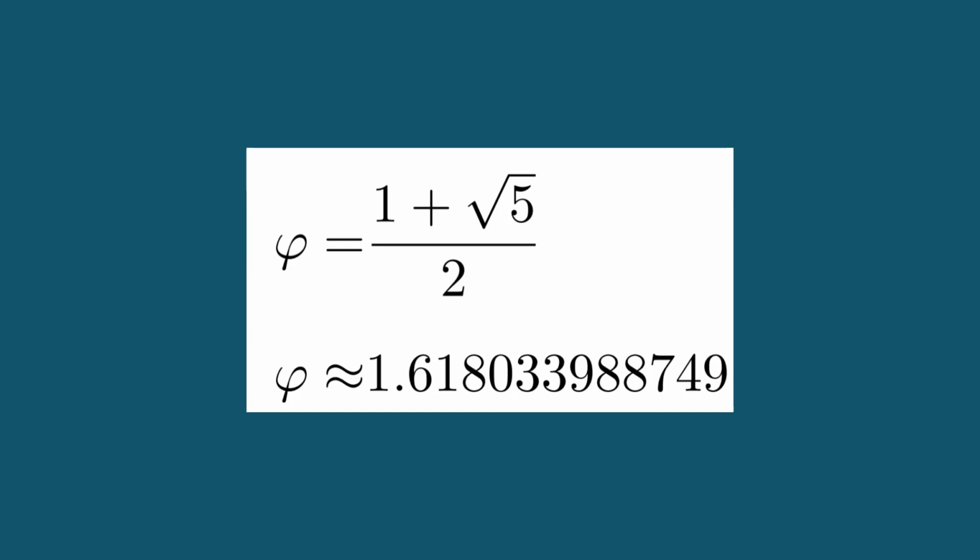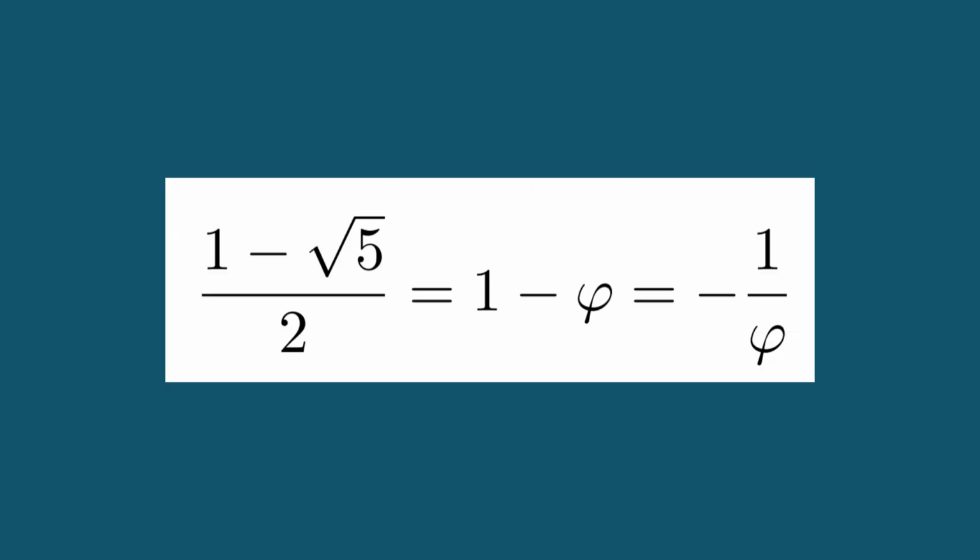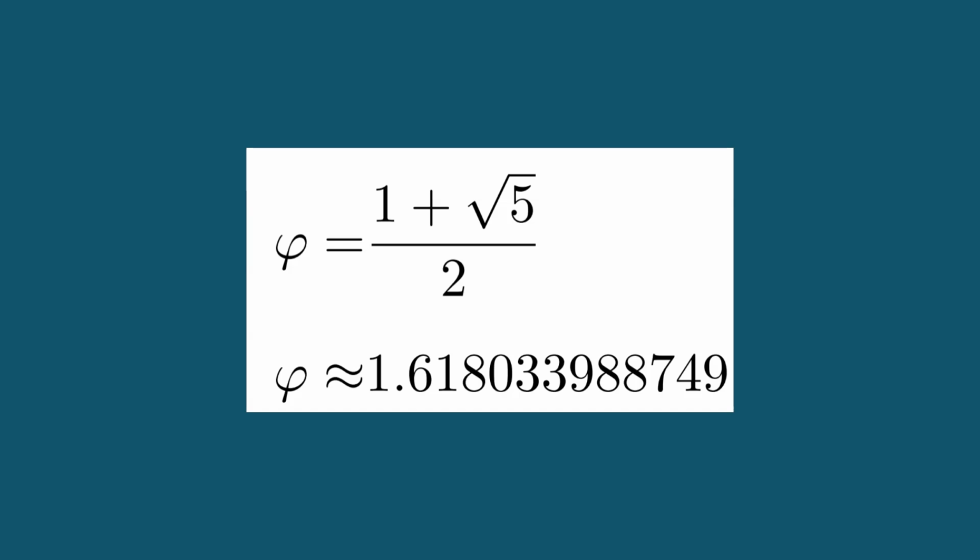And this is approximately 1.618, and it keeps going with no immediately recognizable pattern. The other root that we can find here is (1 minus square root of 5) divided by 2. And it has a beautiful property that it is equal to 1 minus phi, which is actually equal to minus 1 over phi. Now we have defined phi and found its decimal expansion. There's no immediately obvious pattern in the digits. Let's define the concept of a continued fraction and see what it reveals about the golden ratio.